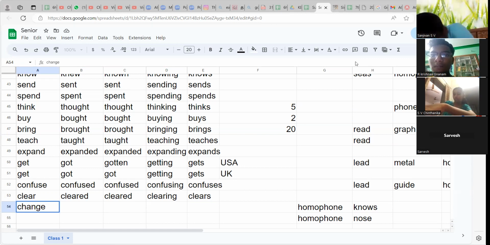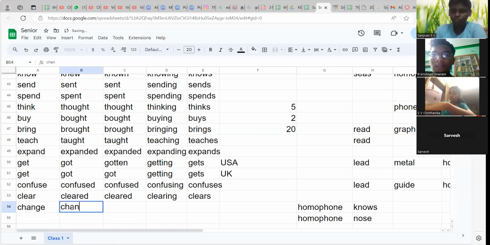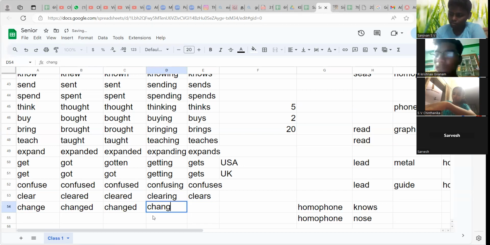Change. Look at the change. Change. Go with it. Changing. Changes.